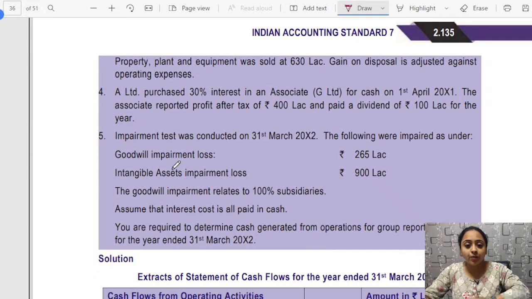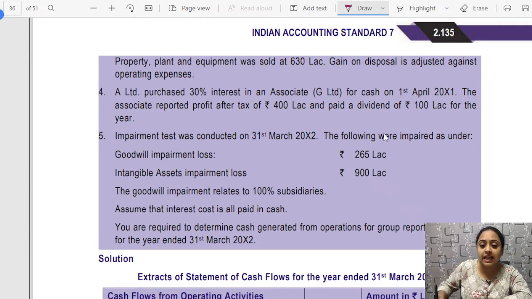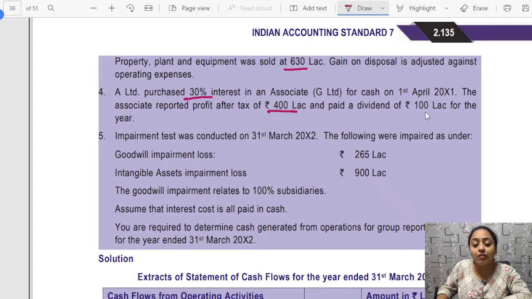Property, plant and equipment was sold for 630 lakh. Gain on disposal is adjusted against operating activities expenses. A Limited purchased 30% interest in an associate for cash on 1st April 2001. The associate reported profit after tax of 400 lakhs and paid a dividend of 100 lakhs for the year.